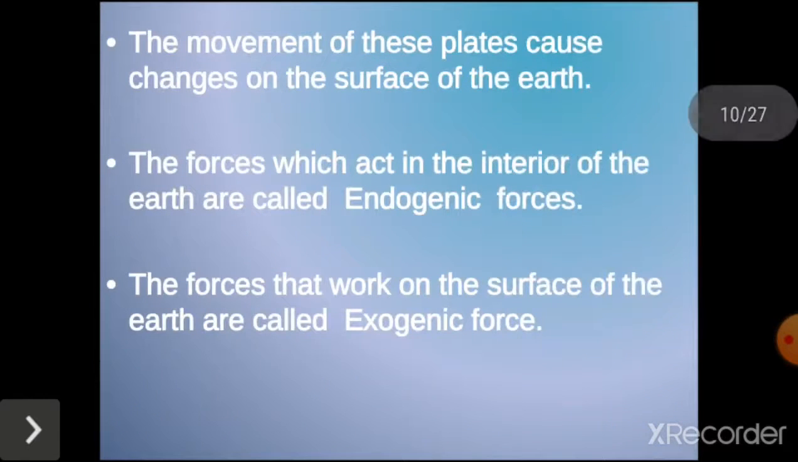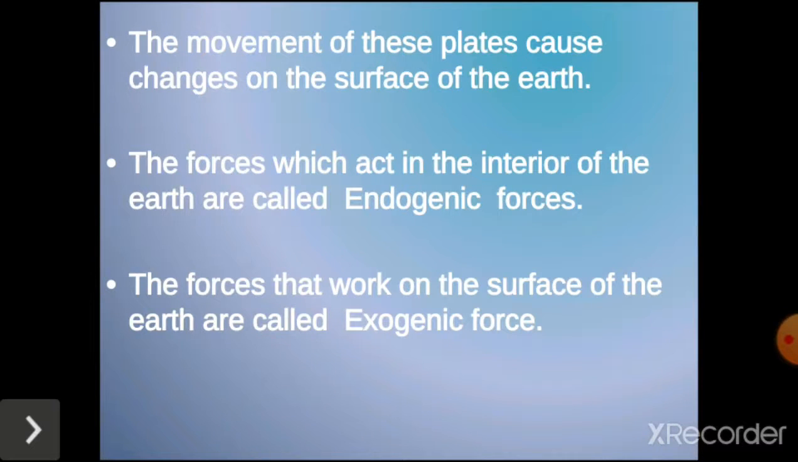The changes and movements are taking place all the time inside the earth. There are also different external forces working constantly and changing the face of the earth. These forces are varied and they affect the face of the earth differently.